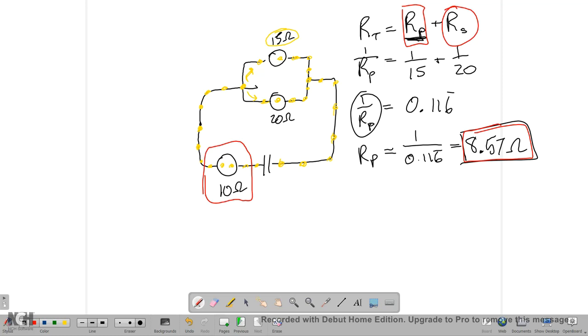So now the total resistance is equal to the 8.57 that we got for the parallel resistance plus the 10 ohms that's in series that the electrons have to go through no matter what. So when we do that, it becomes 18.57 ohms.